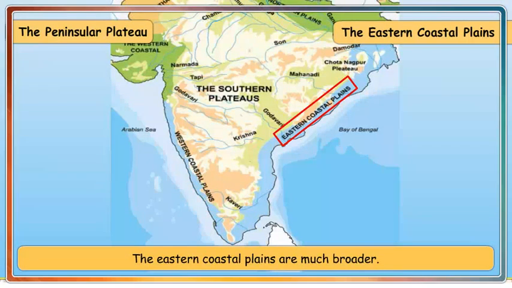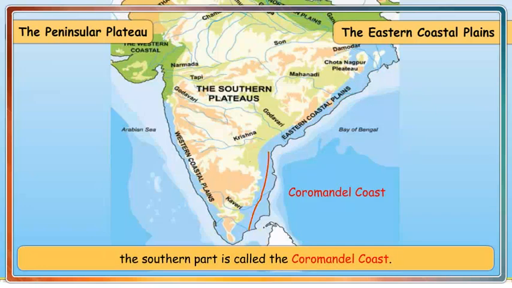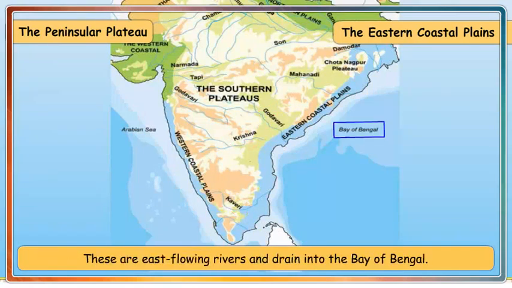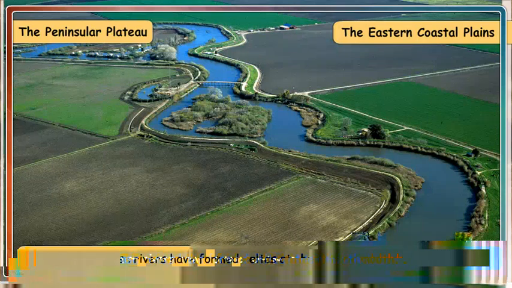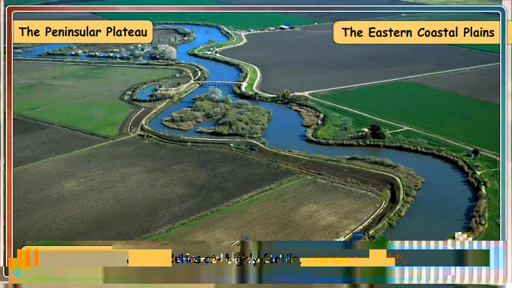The eastern coastal plains. The eastern coastal plains are much broader. The northern part is called the Northern Circars and the southern part is called the Coromandel coast. The rivers Mahanadi, Godavari, Krishna and Kaveri flow in this region. These are east-flowing rivers which drain into the Bay of Bengal. These rivers have formed deltas at their mouths. These deltas are highly fertile.